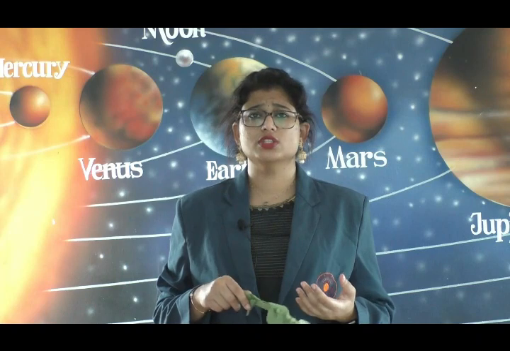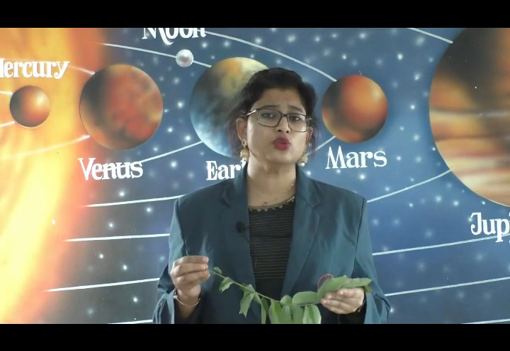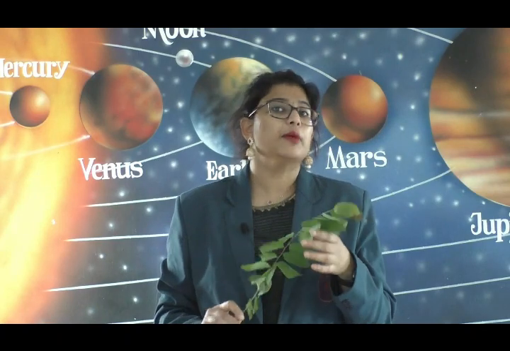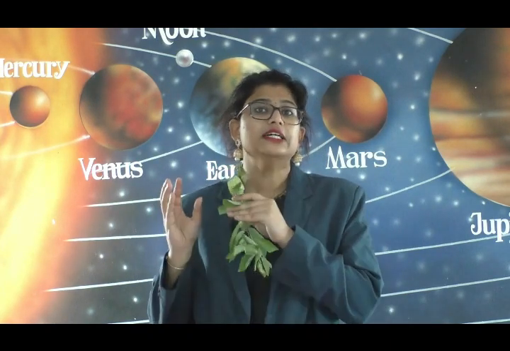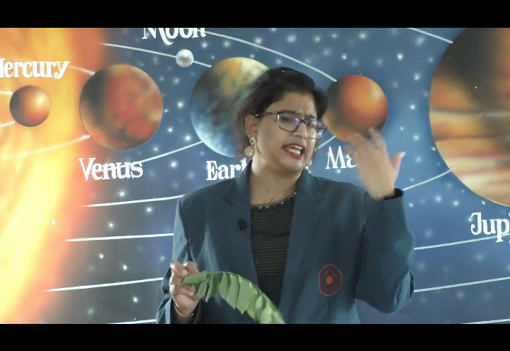How do plants make food? From lower classes onwards, we have learned the answer, isn't it? Photosynthesis, we already know that. Photosynthesis is a process by which plants prepare food with the help of sunlight, carbon dioxide and water, and it is stored in the form of starch in different parts of the plants. Let's explore more about it.